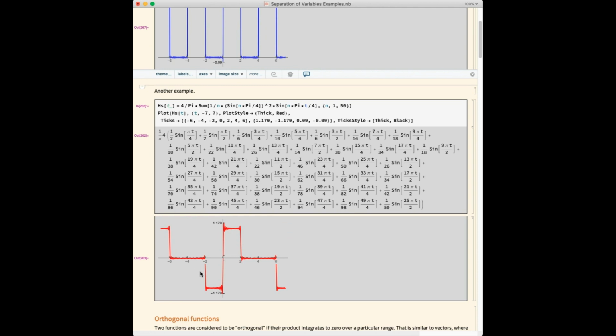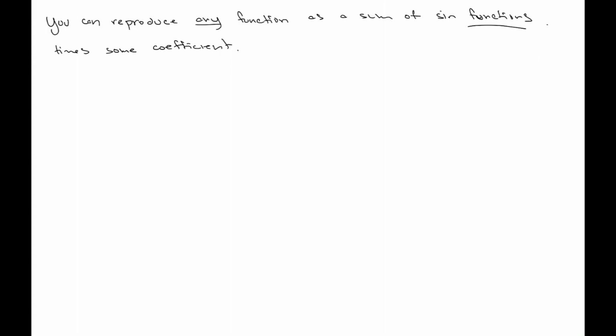So that's a common application. You guys will probably see this again if you haven't already in an electronics lab. Okay, so let's go back to our solution here.